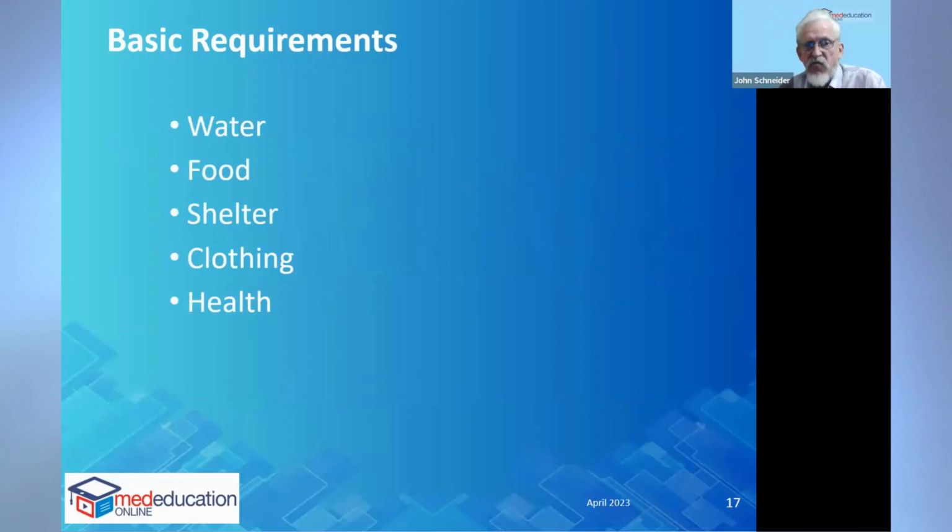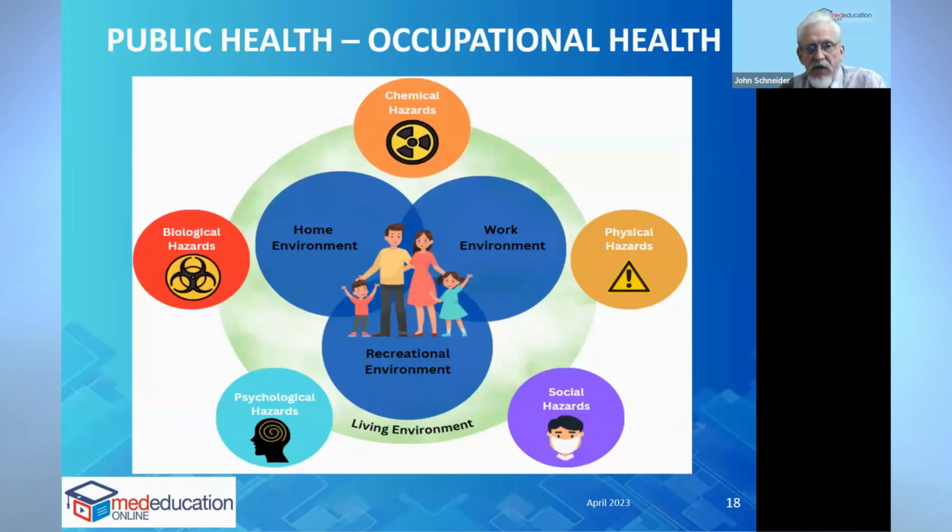The basic requirements for good health in a population are access to clean water, good food, shelter, clothing and health. And that's where the public health and preventive medicine comes in. Next one. And that's what we're looking at initially in occupational health, but there are other factors that we look at if we look at the whole environment. Next.